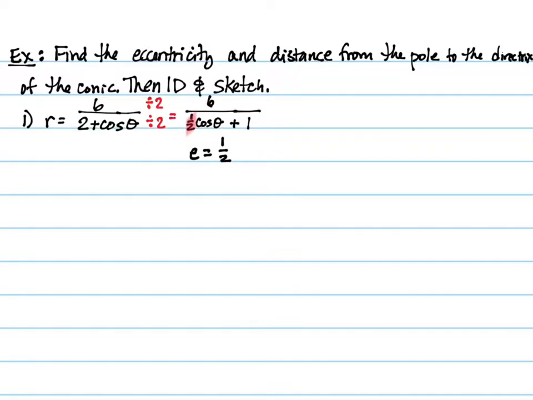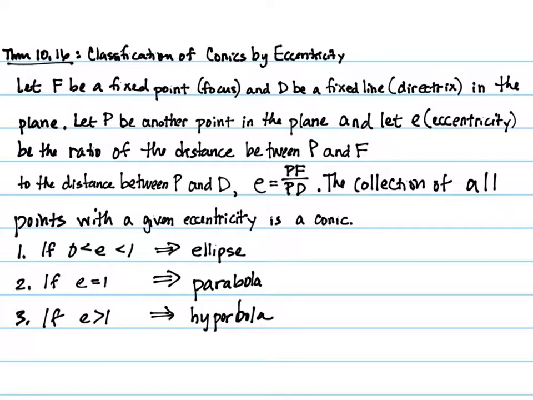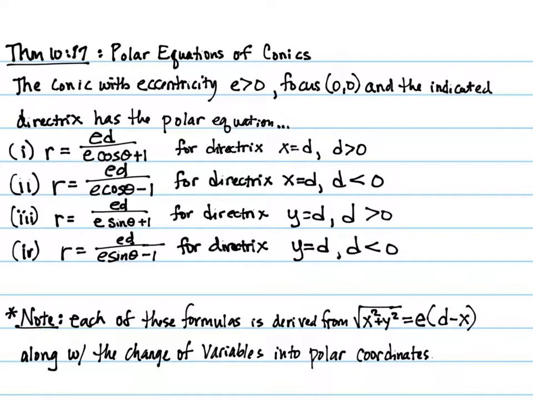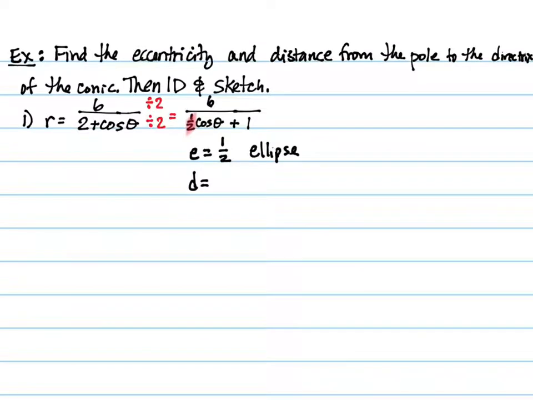And the fact that e is equal to 1/2 also tells us what kind of a conic we have. So since the 1/2 is smaller than 1, namely it's between 0 and 1, we have an ellipse. So this picture is going to be an ellipse. So we've identified that. We can also find d. So d is in the numerator, right? So in the numerator I have an e and a d. I know e is 1/2, so in order to have the numerator be 3, the d would have to be 6. So my d is 6.